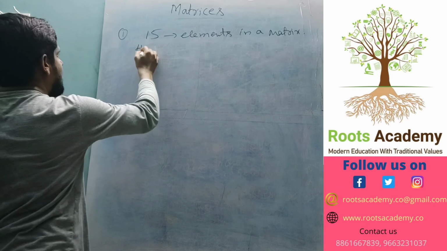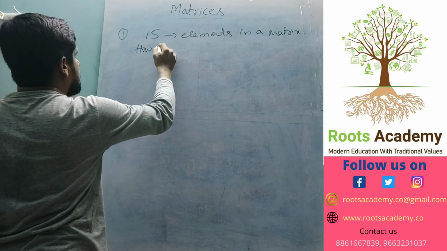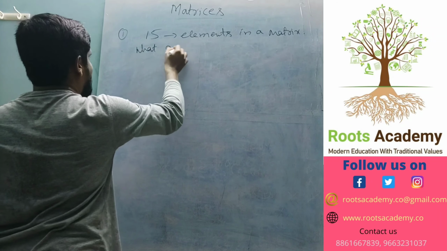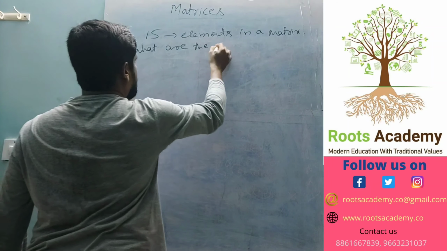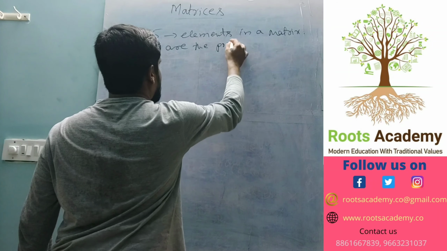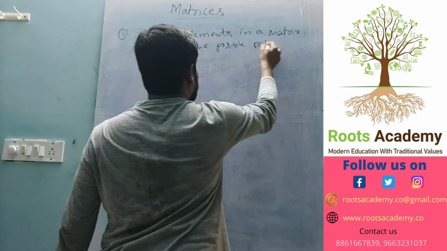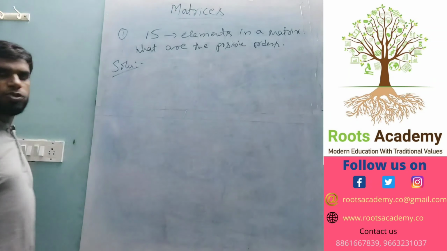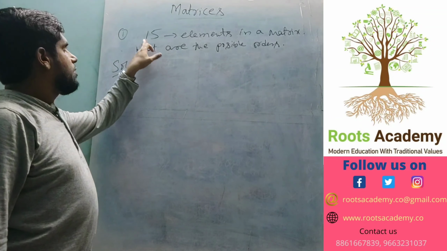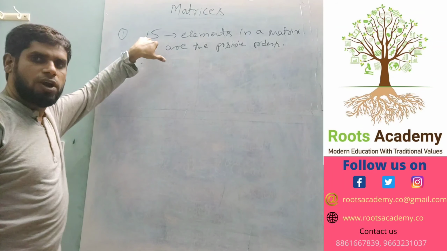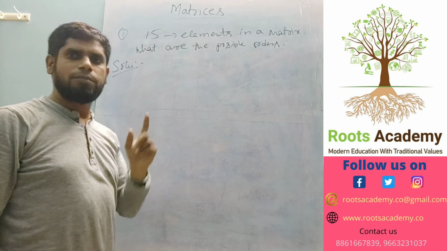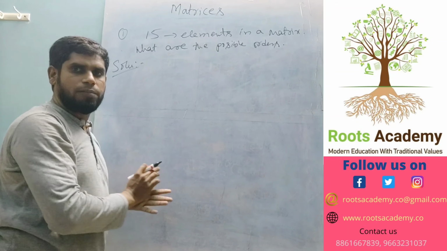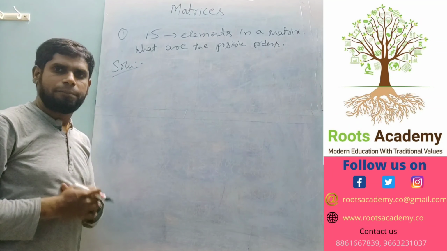15 elements in a matrix, then what are the possible orders? Solution. So student, what is the definition of order? I said the definition of order is number of rows into number of columns, and if you multiply all together, we will come to know how many elements are there in our matrix.